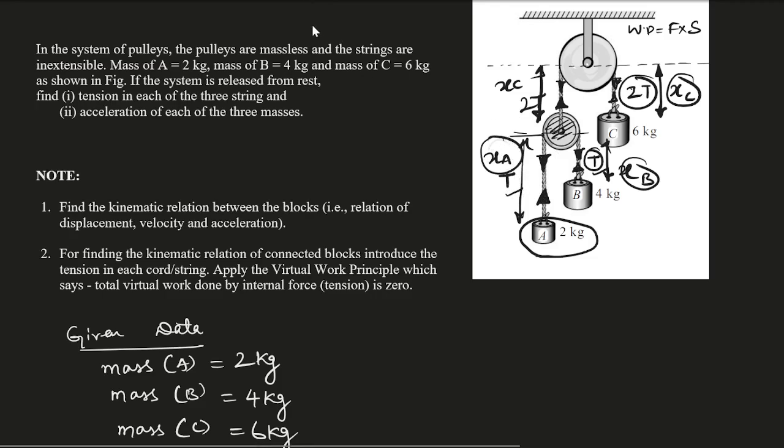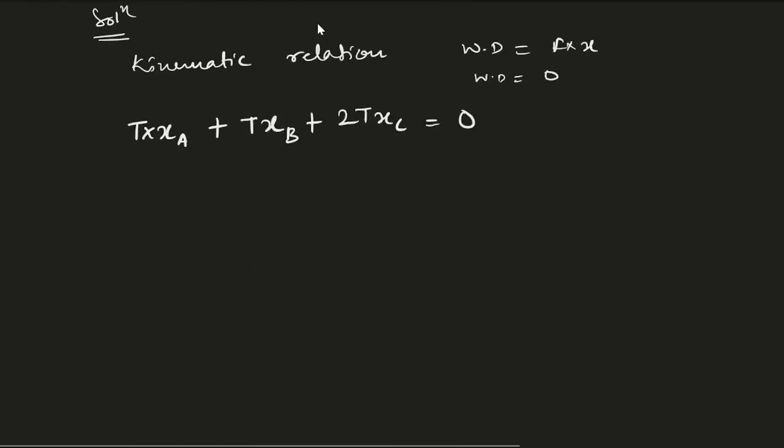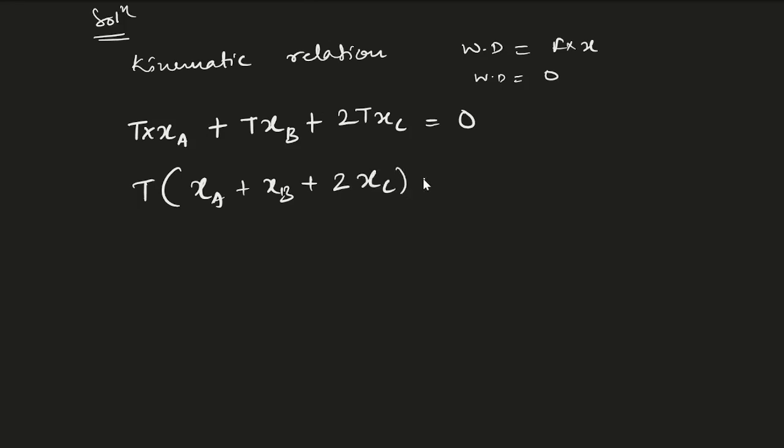So here the T is a constant. I'm going to take T as common. So here we are left with XA plus XB plus, sorry, 2 times XC. Don't forget the 2 times XC will be equal to 0. Now I'm taking this T to the other side, it will become 0. So the remaining equation will be XA plus XB plus 2XC.